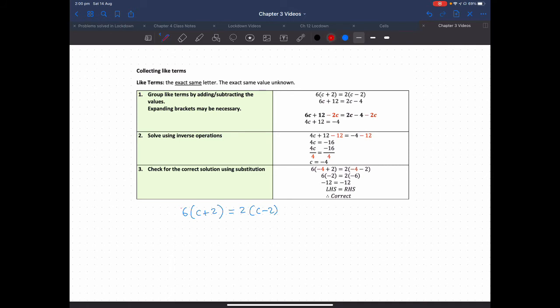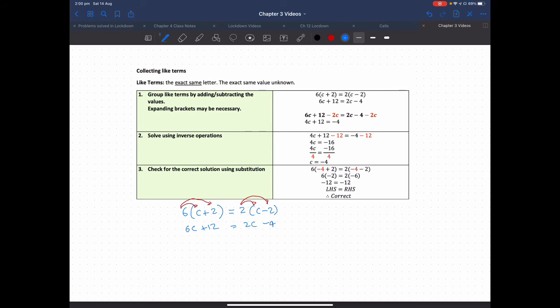I'm going to go 6 times c plus 6 times 2, 2 times c, 2 times minus 2. 6 times c is 6c. 6 times 2 is 12. 2 times c is 2c. 2 times minus 2 is minus 4.